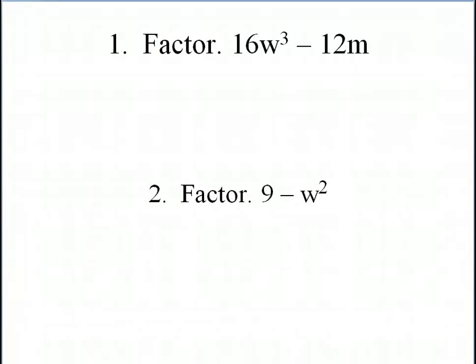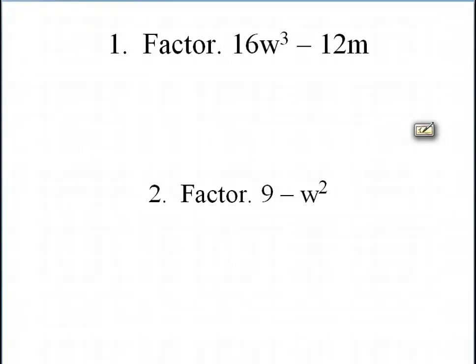The first problem says factor 16w cubed minus 12m. This is the most basic form of factoring. This is factoring out the greatest common factor. And this should be tried on any problem that's asking you to factor or any problem that involves factoring. Try to factor out the greatest common factor. See what factor goes into every term in the problem. So we have 16w cubed minus 12m.